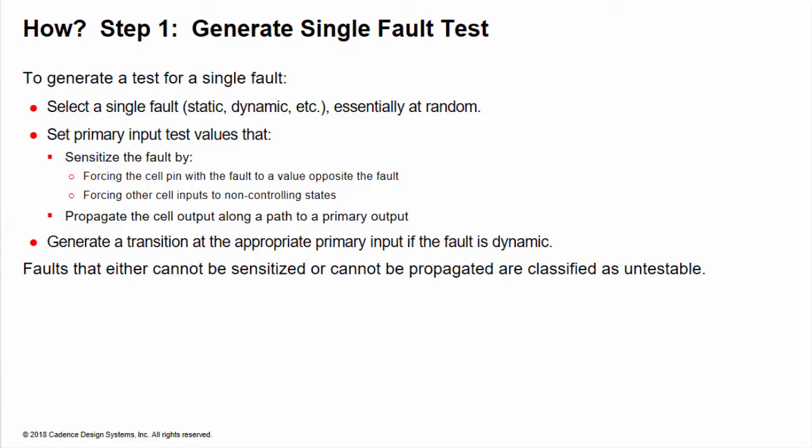The back cone from the primary output is then traced to determine what additional primary input values need to be set to sensitize the path from the cell output to the chip primary output. Note that for a dynamic fault, the test must also specify a specific transition, 0 to 1 or 1 to 0, on one of the primary inputs. If all that cone tracing fails to find a set of primary input values that sensitize the fault and propagate its results to a primary output, then the fault is marked as untestable. In a well-designed circuit, this should not happen very often.